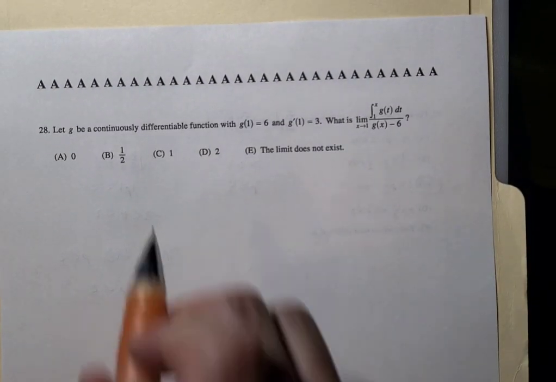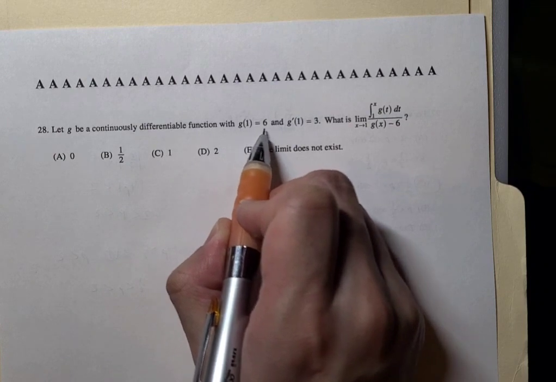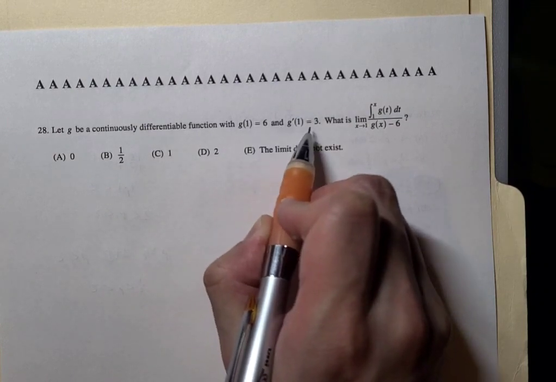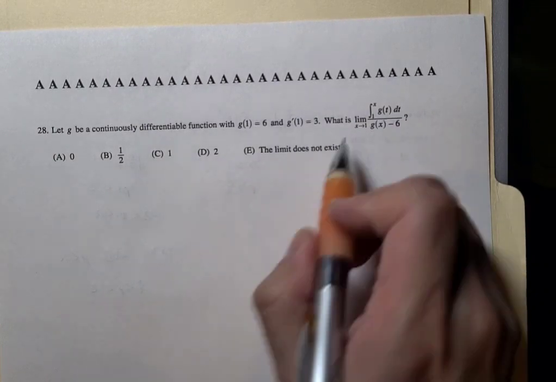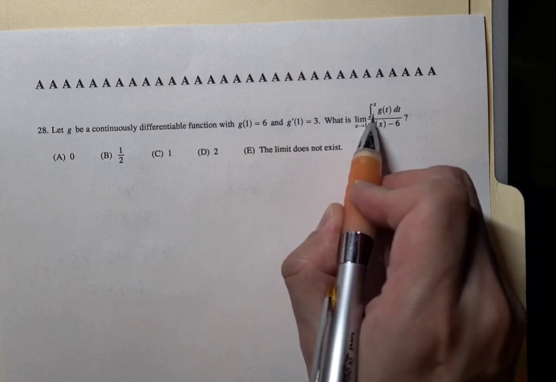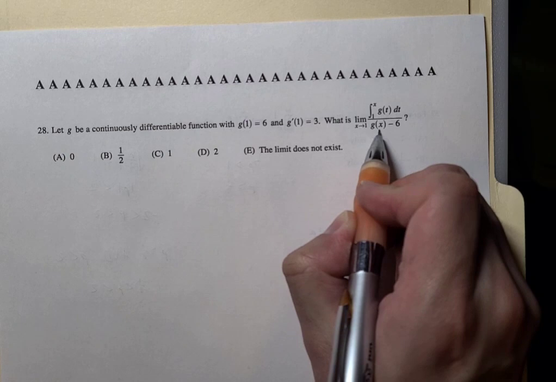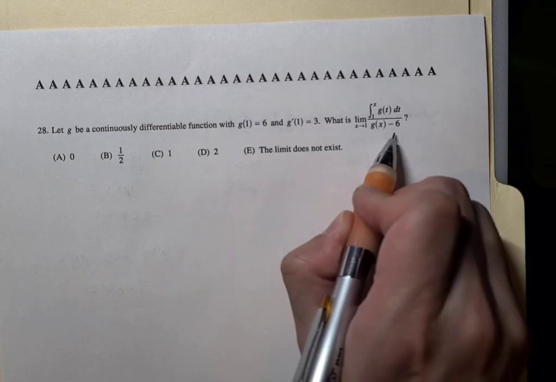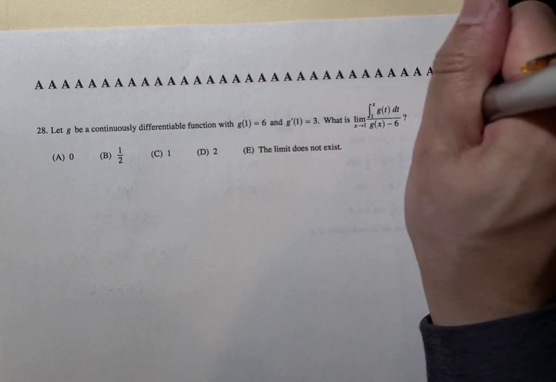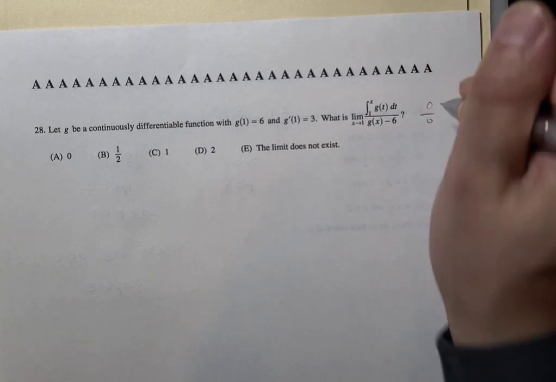Let g be continuously differentiable with g of 1 is 6, g prime of 1 is 3. What's this limit? Okay, when we plug in x as 1, we get integral from 1 to 1, which is 0. How about the bottom? We get g of 1 minus 6, so that's 6 minus 6, which is 0, so 0 over 0. Indeterminate, we can use L'Hopital's rule.